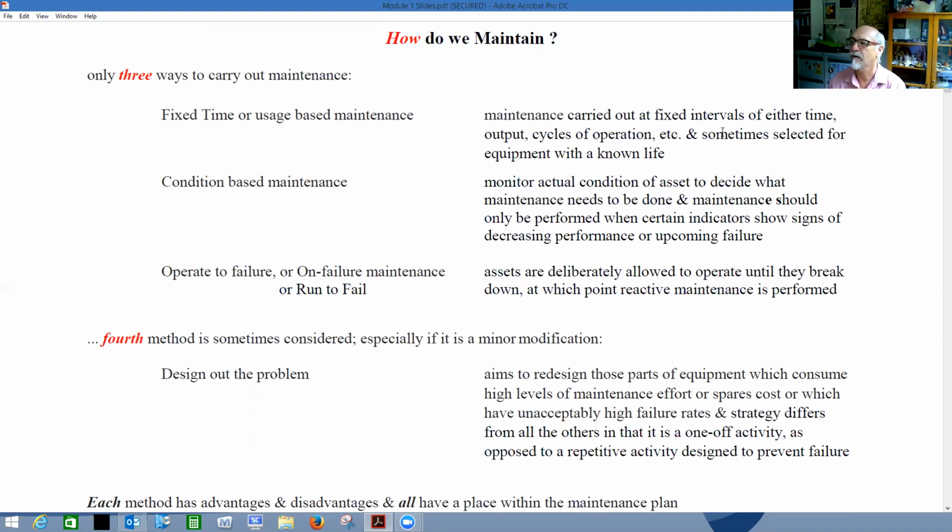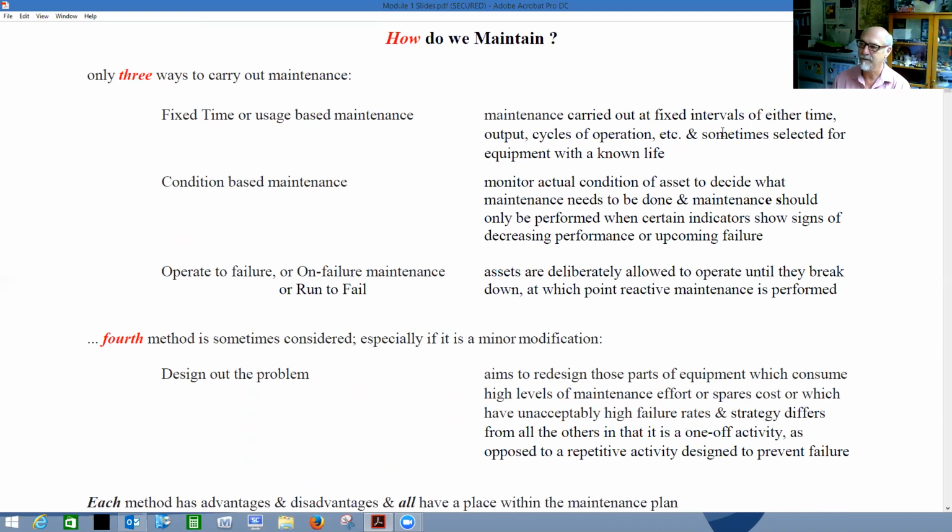Operate to fail, or on-failure maintenance, or run to fail. As I say, different terminology for the same thing. And literally, you deliberately run the asset until it falls over, blows up, breaks, whatever the case may be, you rip it out and you try and get as much out of that machine as possible before you go about replacing it. And that's a quite brutal form of maintenance, as you might imagine.